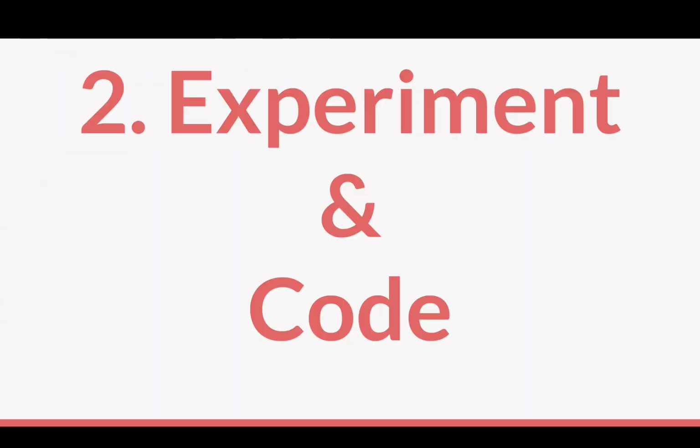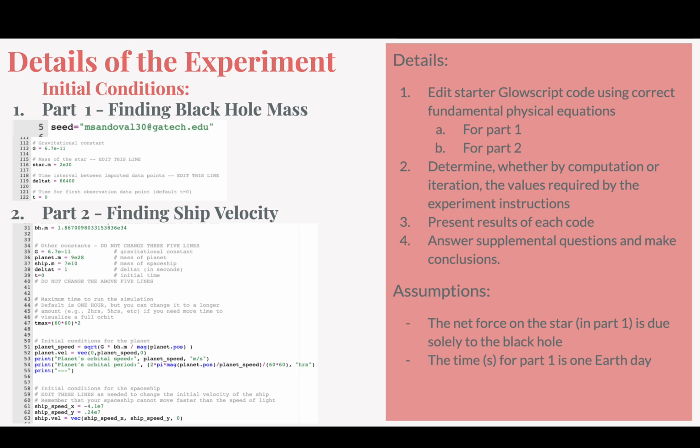The details of the experiment took place in 4 steps. The first step is to edit starter GlowScript code using correct fundamental physical equations for part 1 and part 2. Step 2 was to determine, whether by computation or iteration, the values required for each experiment's instructions. Step 3 was to present the results of each code, and Step 4 is to answer supplemental questions and make conclusions. For Part 1, the initial conditions are as follows.